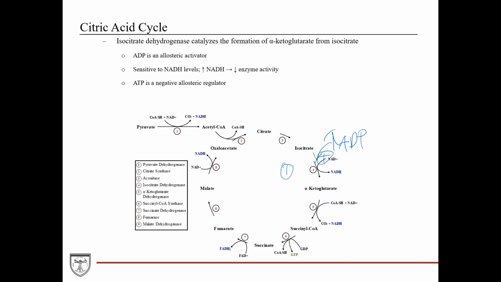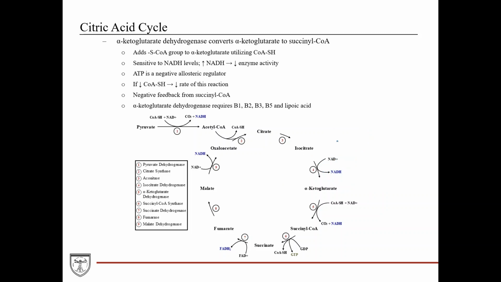However, on the flip side, it's also sensitive to high levels of NADH. You can think of it as feedback inhibition: high NADH levels will feedback inhibit the enzyme. Also, if you've produced high levels of ATP, a high energy state, the citric acid cycle isn't under as much pressure to push out NADH to produce ATP. So if you have high levels of ATP, that also comes back and negatively inhibits as well. So it's a negative allosteric regulator.